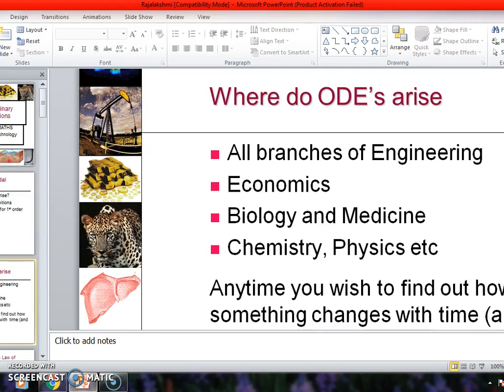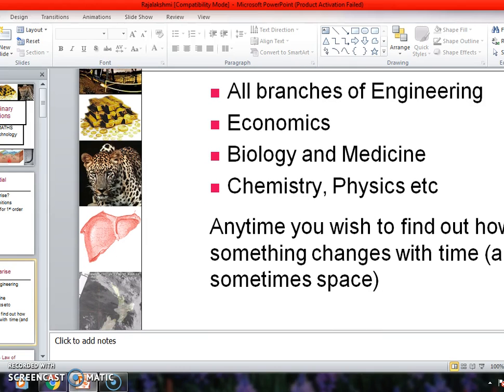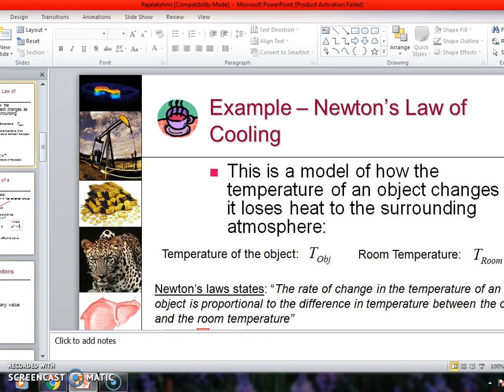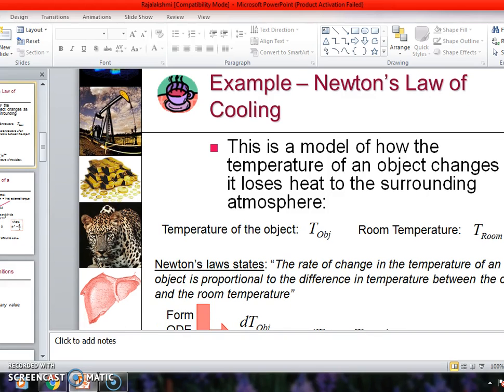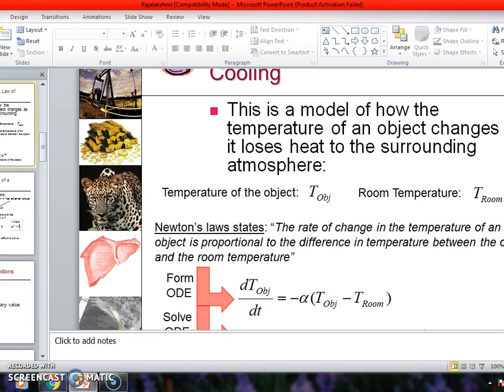Where do ODEs arise? In all branches of engineering, economics, biology and medicine, chemistry and physics. They are applicable to any case where we wish to find out how something changes with time. Some examples are here. The first one is Newton's law of cooling. This is a model of how the temperature of an object changes as it loses heat to the surrounding atmosphere.